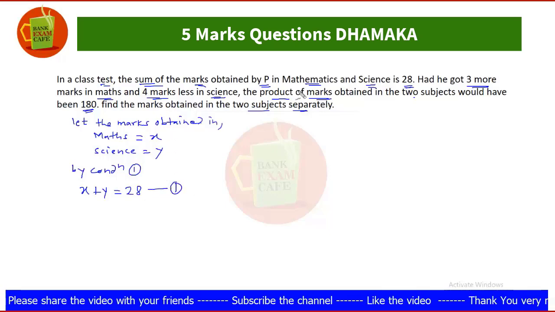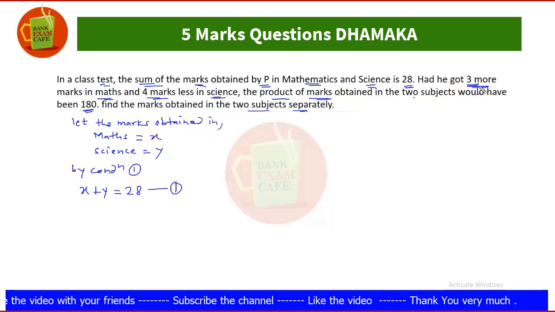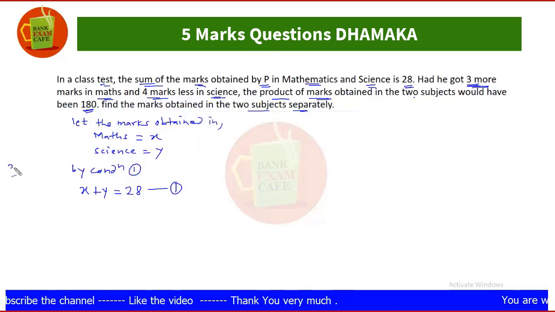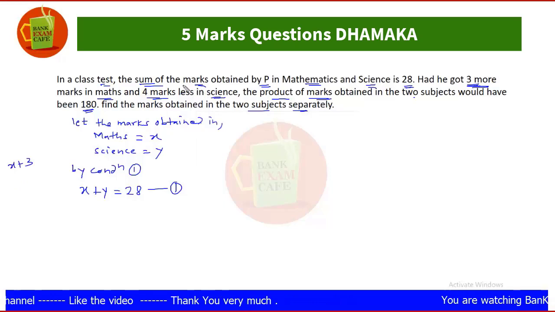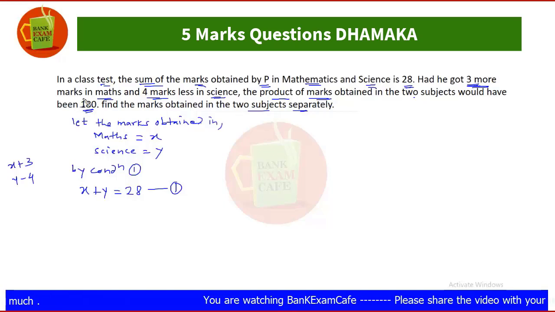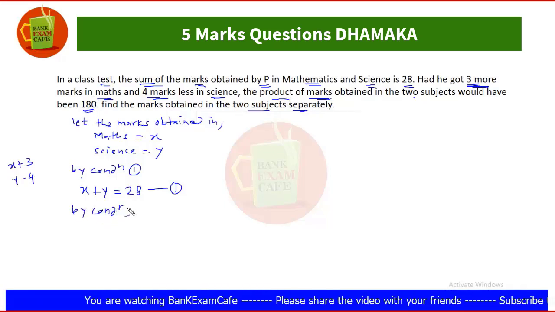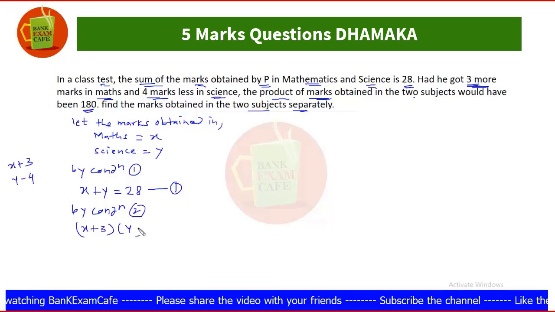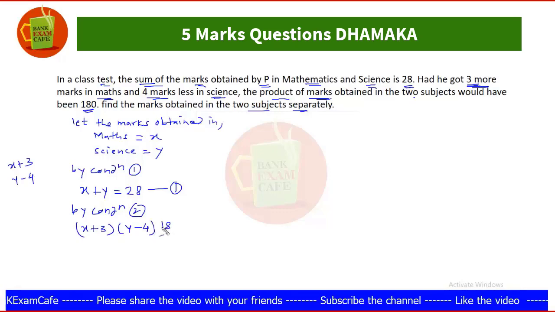Now it is said that if he got 3 marks more in maths, the new marks will be x plus 3, and 4 marks less in science, the new marks will be y minus 4, and the condition says that the product of the marks obtained will be equal to 180. Therefore, by condition 2, x plus 3 into y minus 4 is equal to 180.